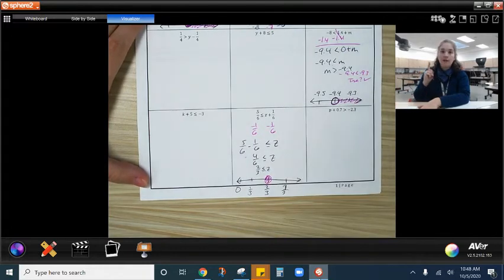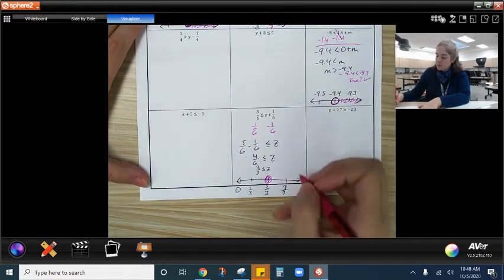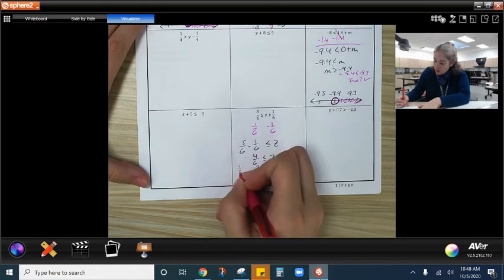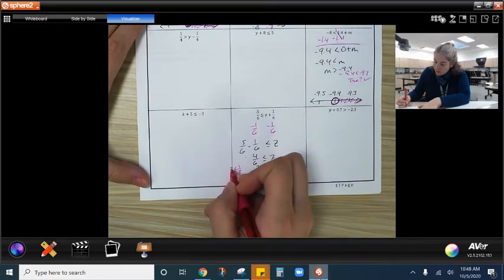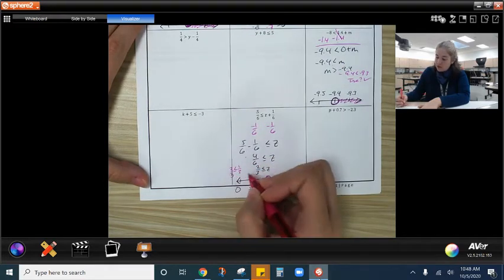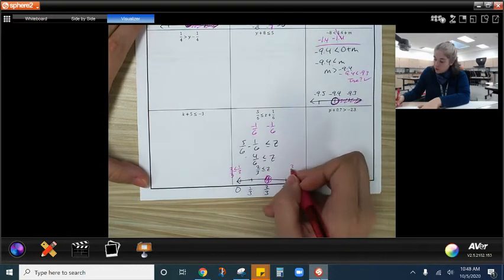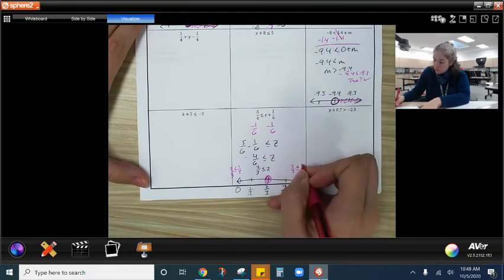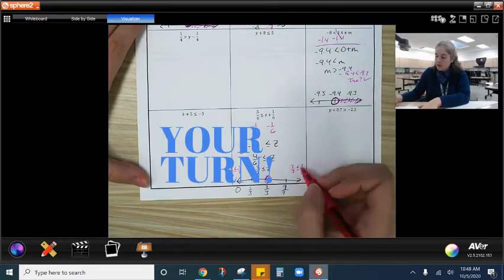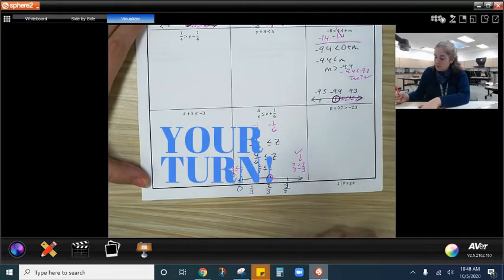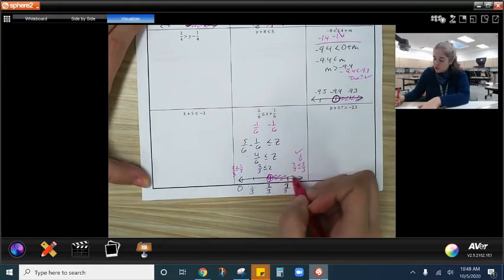And now I need to figure out which side is going to be true. So is it going to be the 1/3? So is 2/3 less than or equal to 1/3? Or is 2/3 less than or equal to 3/3 or 1? This is going to be the true side. So that means I want to shade this direction.